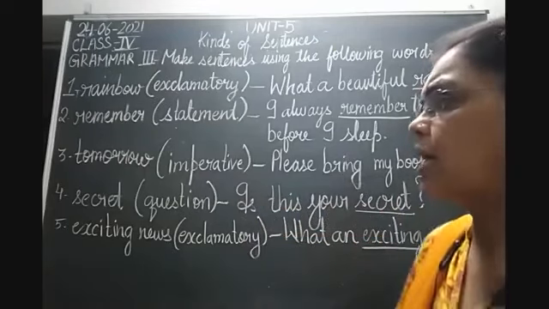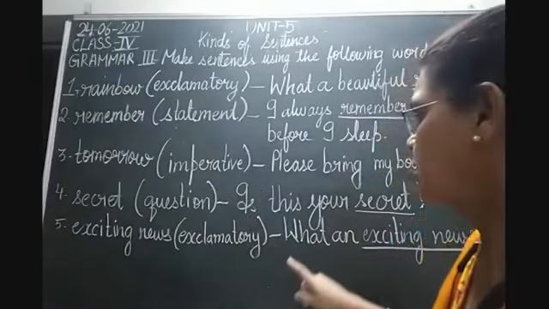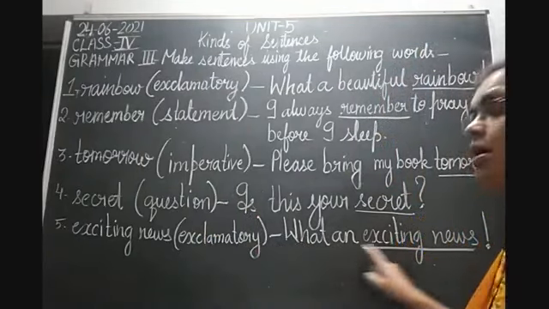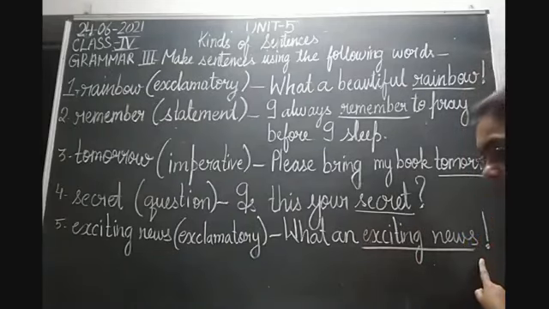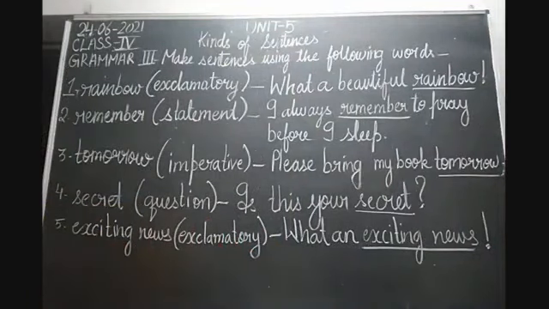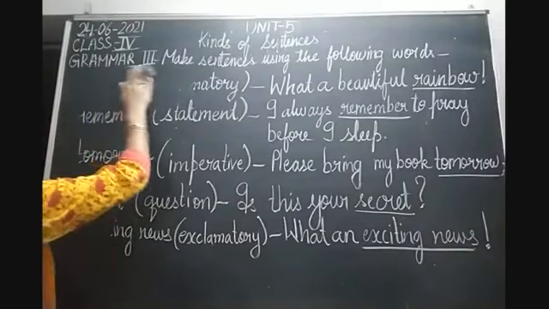Now the fifth one. Exciting news. You need to frame an exclamatory sentence. So, what an exciting news. What's W capital and at the end, exclamation mark. So I hope everyone has done it. Please cross check that there are no punctuation mistakes. Fine. So now I'm going to erase this and write the next sentence.